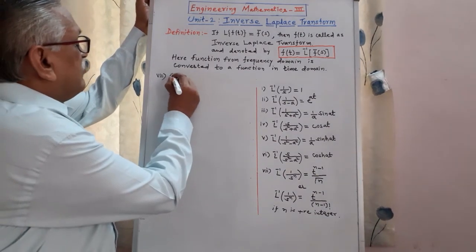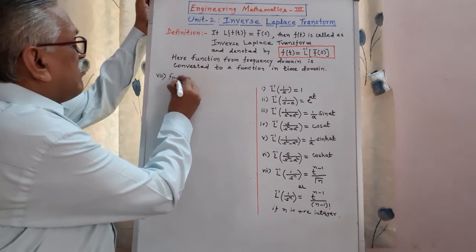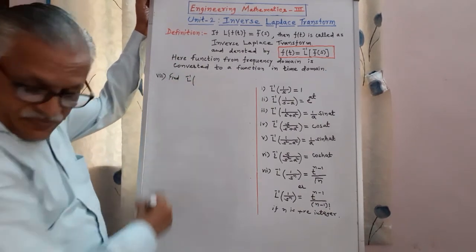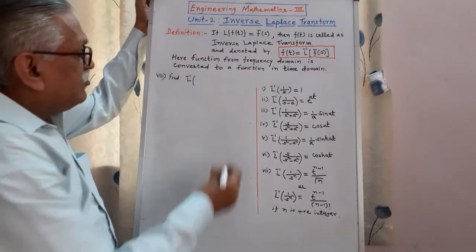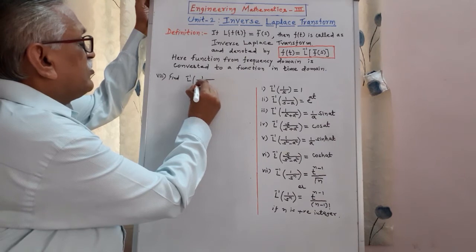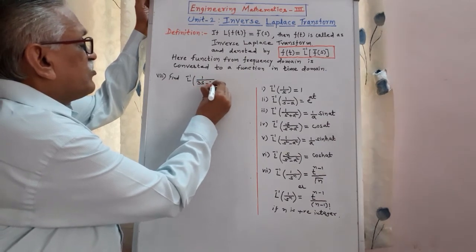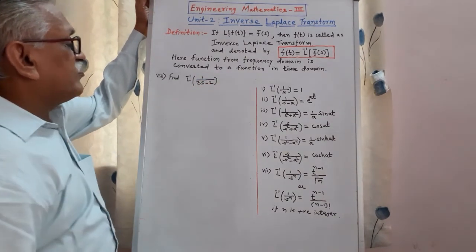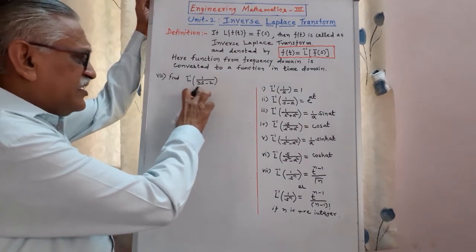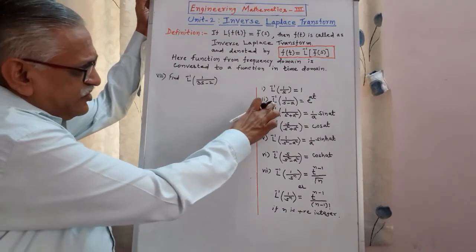Find inverse Laplace of 1 upon 3s minus 2. Therefore, this term in the denominator is not directly in this form.